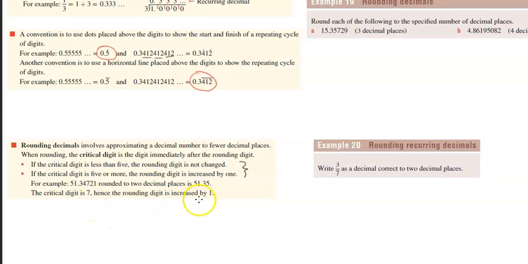51.34721 rounded to 2 decimal places is 51.35. The reason why is because if it's to 2 decimal places, 1, 2, the next one is the critical digit, and we're just following the second rule. If the critical digit is 5 or more, so this critical digit here, 7, which is more than 5, the rounding digit, so the digit beforehand, is increased by 1. So that 4 bumps up to 5. So this becomes 51.35. And we'll do an example just so we can get better familiarity with this.